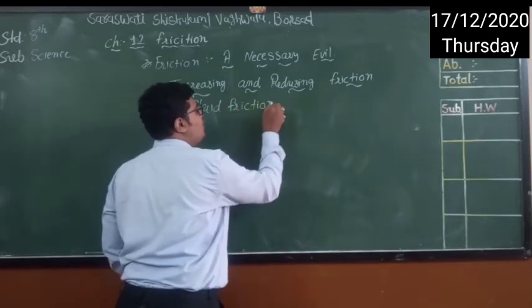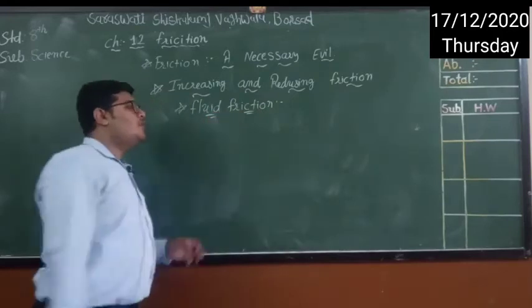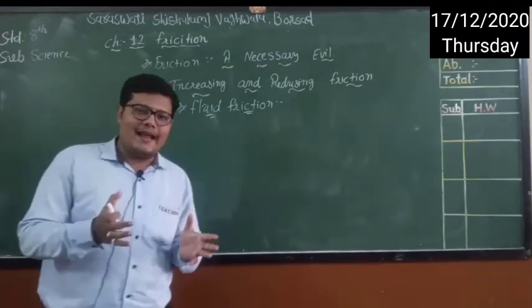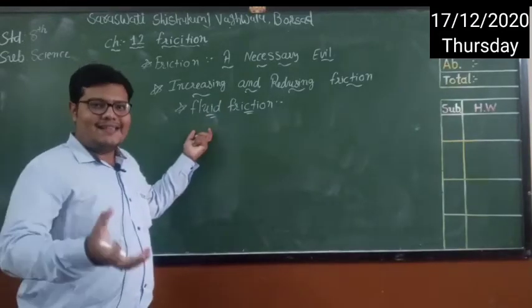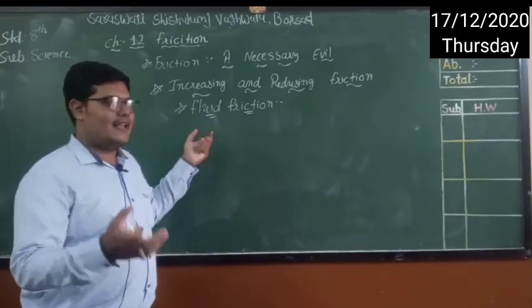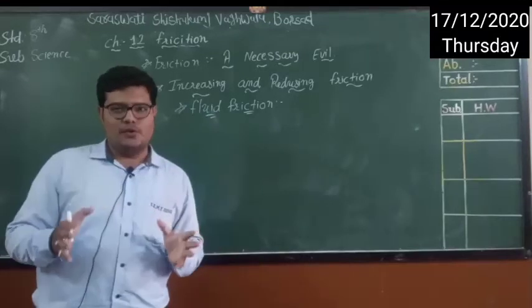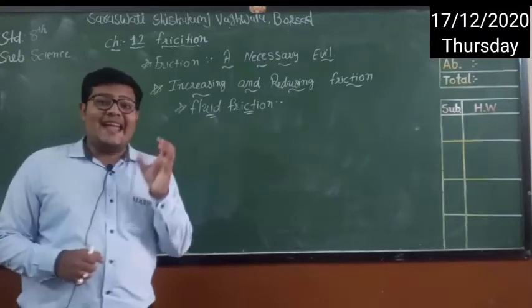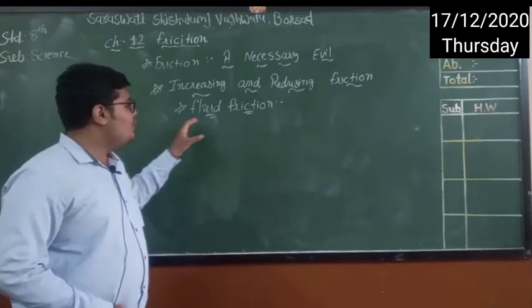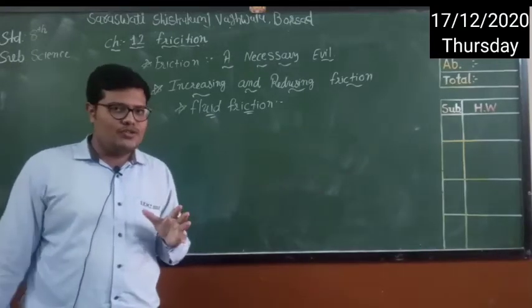Now what is this fluid friction? Fluid means here we are considering air and any kind of liquid as a fluid, right? Gases and liquids are considered as fluids in science, not air only. So now whenever any kind of object moves in a fluid, many objects move in a fluid.